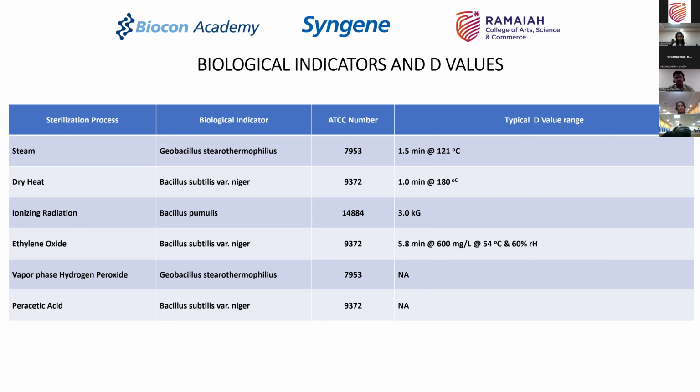Okay, vapor phase hydrogen peroxide again uses Geobacillus stearothermophilus 7953. The D value there is not defined because it depends on the load, and one of the factors that I'm going to bring here is that in recent timelines, vapor phase hydrogen peroxide is considered a decontamination method and not a sterilization method. However, it is capable of a 10 to the power of 6 log reduction in terms of the initial bioburden. And that's what makes it still popular in the industry as a point of use.